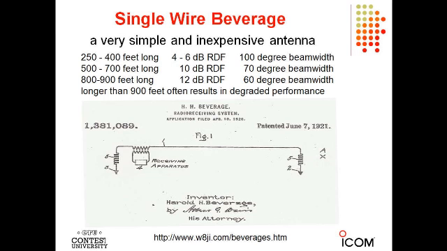The patent application was filed in 1920 by Harold Beverage. He did the development of this antenna at the end of World War I. And what was the reason for that? During World War I, the Germans cut all of the telegraph cables between North America and Europe. The only way to communicate between North America and Europe prior to that was by cable.